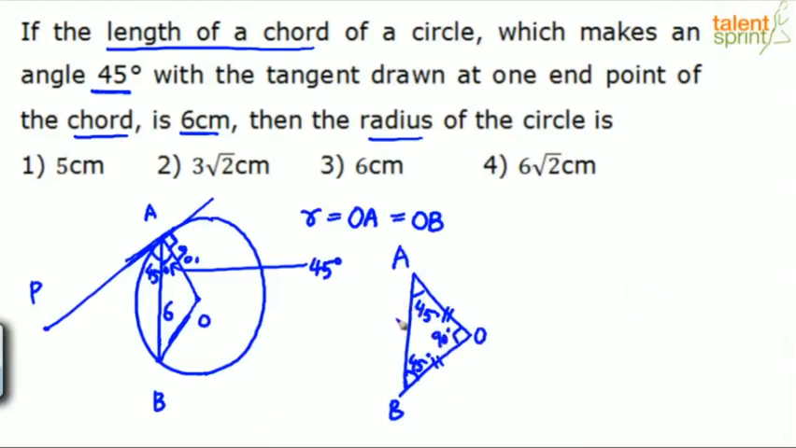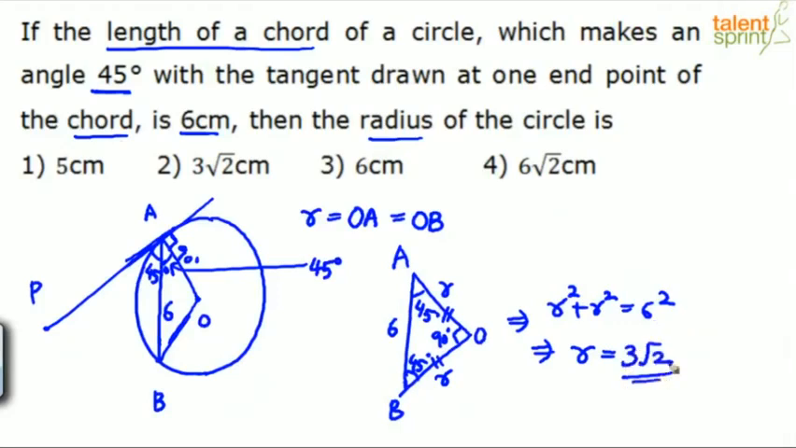We know that AB is equal to 6, OA is equal to R, and OB is equal to R. Apply the Pythagoras theorem. R squared plus R squared equals 6 squared. So from this we can say R squared will be equal to 36 by 2, right? So R is root 18. Root 18 will be 3 root 2. So option 2 would be the answer for this question. Alright?